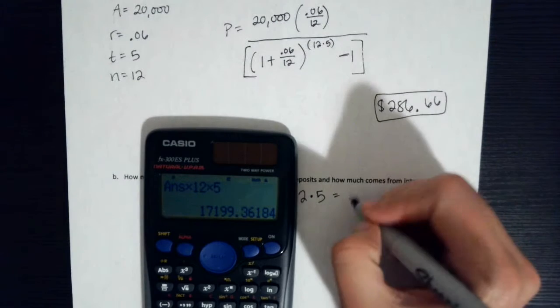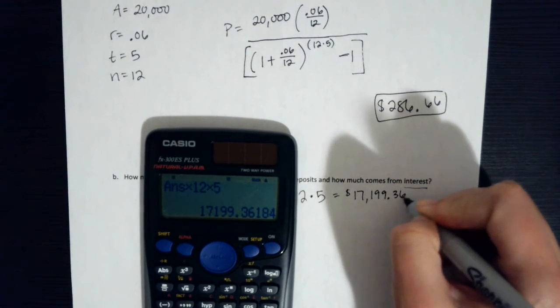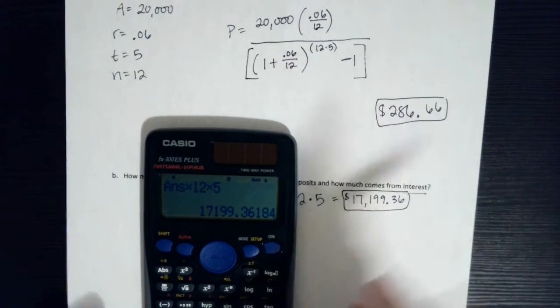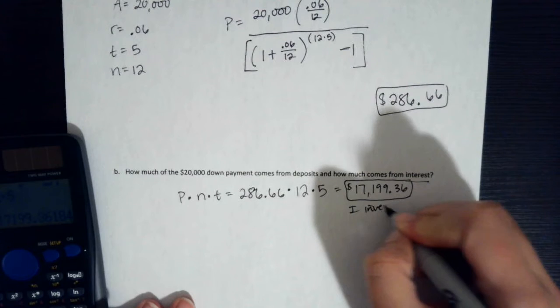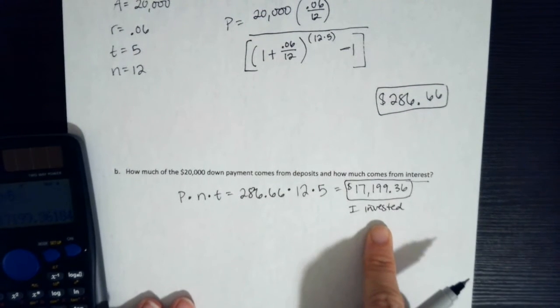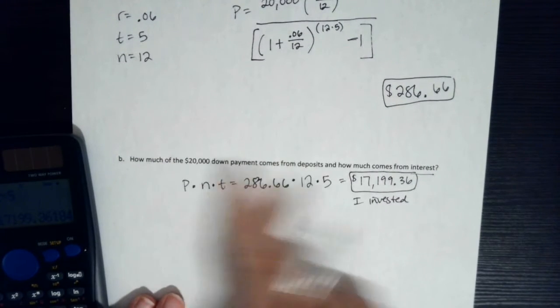I am going to deposit myself $17,199.36. So this is how much money I put in the bank account. So I invested this much money. And then at the end of all that 5 years, I actually had $20,000 in my bank account.